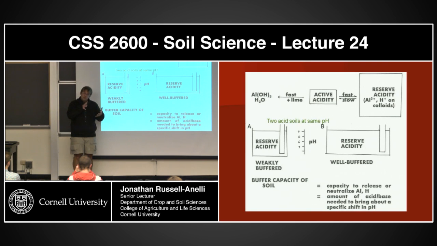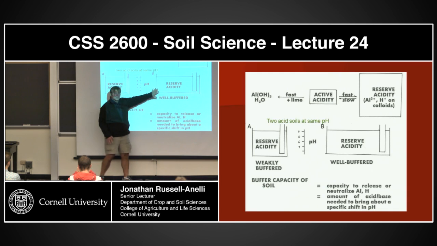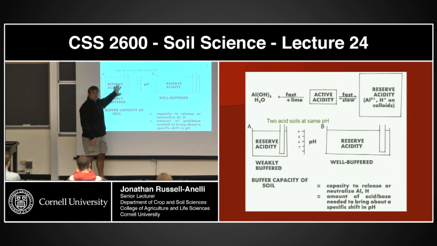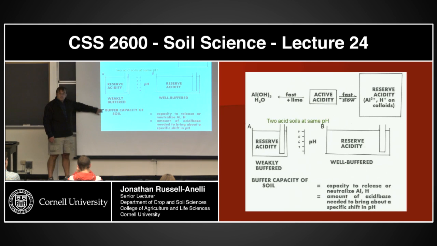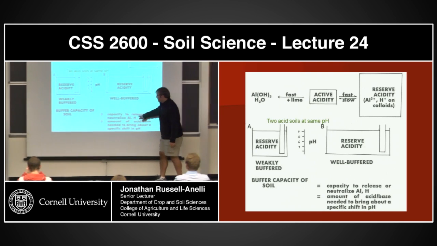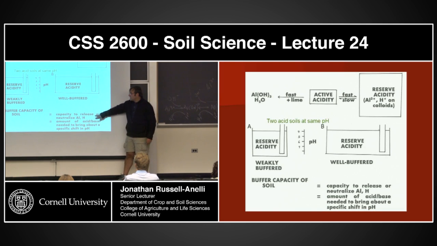Because I need to be able to deal with both the stuff that's in the active solution, but I also need to deal with the stuff that's going to be bouncing off the cation exchange sites and potentially what's going to be weathering out of the structure. So I really need to know what the size of these reserves are. It's going to be a lot easier to change the pH of a weakly buffered soil than a well-buffered soil. Does that make sense? Yeah? Okay. So we need to figure out what this buffering capacity is. We need to be able to deal with the soil's capacity to release or neutralize aluminum and protons, and the total amount of bases or acids that are needed to bring about that specific shift in pH.